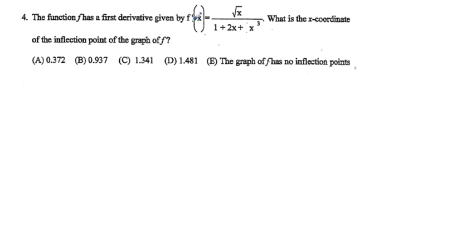Function f has a first derivative given by f prime of x equals the square root of x over 1 plus 2x plus x cubed. What is the x-coordinate of the inflection point of the graph of f? Again, this is going to be a second level view, which is a first derivative. And when we look for an inflection point, that has to do with concavity. So we're going to go down and look at the third level, which is going to be the derivative of f prime.